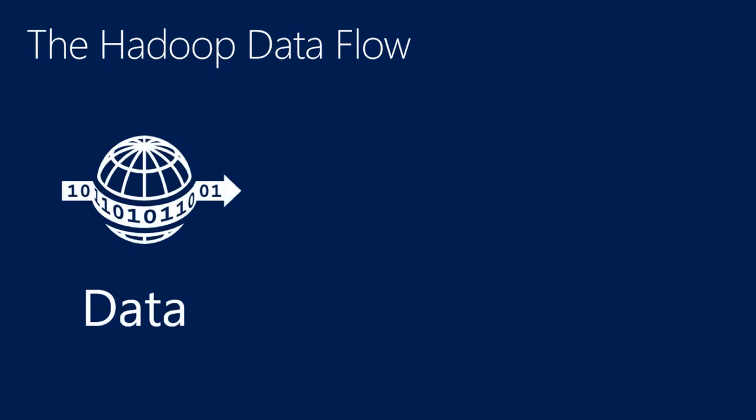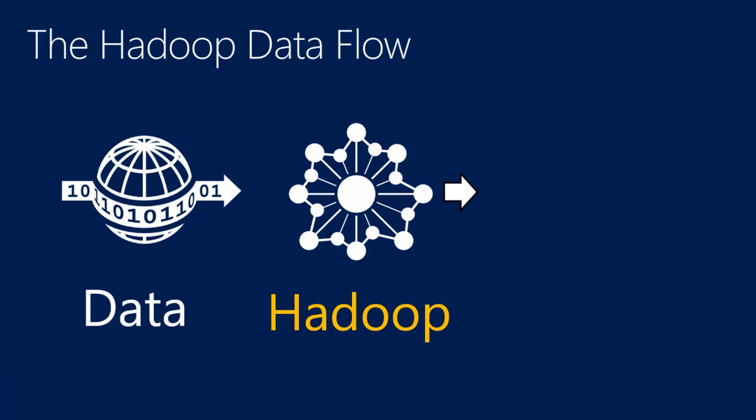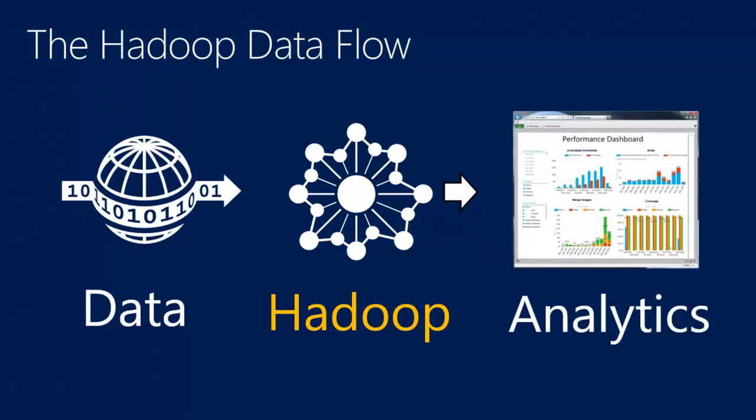The Hadoop data flow. So we have data coming in at an extraordinary rate and extraordinary volumes. We can use Hadoop for storage and for processing. Hive is a really basic concept when you think about it. It's just treating the big data platform like it were a relational store. And then we can build analytics on top.